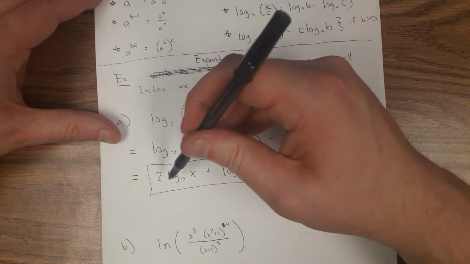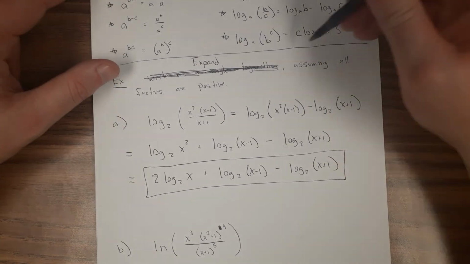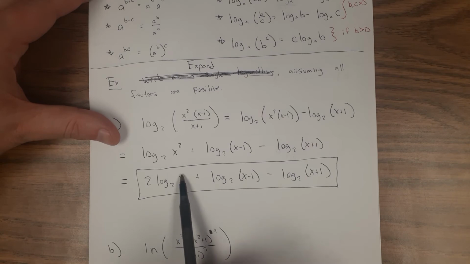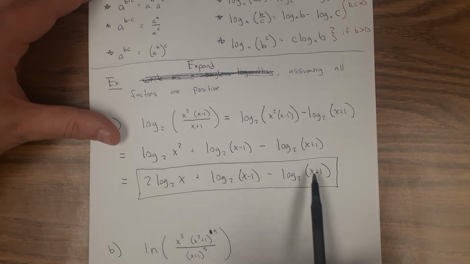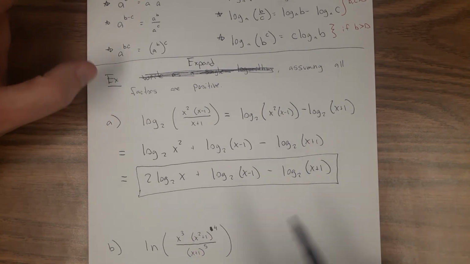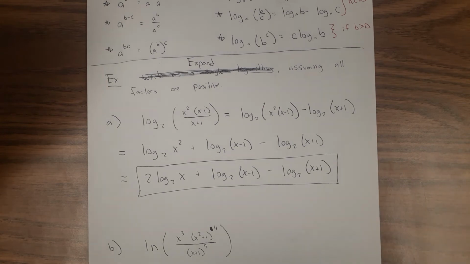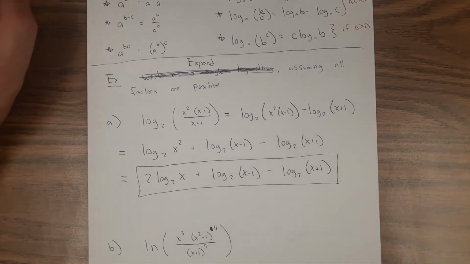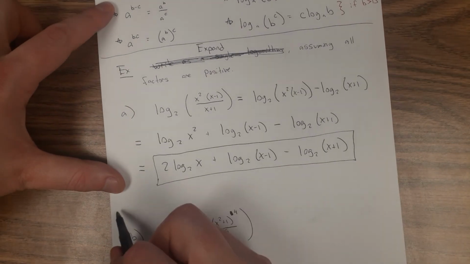And by the way, I'm justified in doing all of the steps that I'm doing because we were assuming all of the factors are positive. I'm assuming that x is positive, I'm assuming that this is positive, and that this is positive. Otherwise, this wouldn't make sense. Yeah. So we're going to do another one like that, but let me tell you how to do this faster.